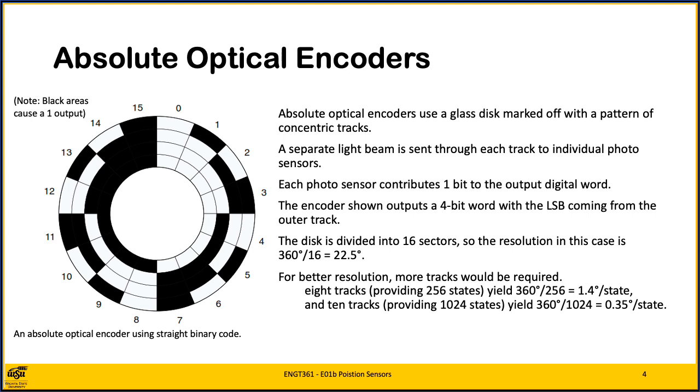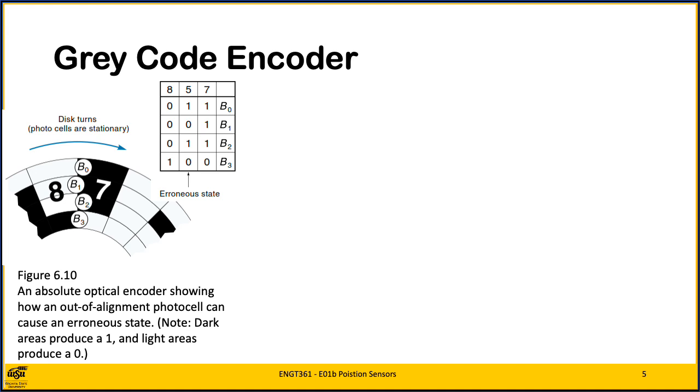For example, 8 tracks providing 256 states yields 1.4 degrees per state, and 10 tracks providing 1,024 states yields 0.35 degrees per state. An advantage of this type of encoder is that the output is in straightforward digital form and, like a pot, always gives the absolute position. This is in contrast to the incremental encoder that, as will be shown, provides only a relative position.